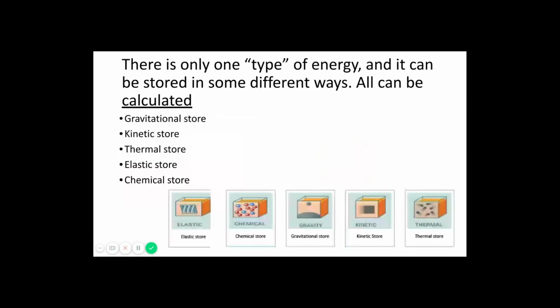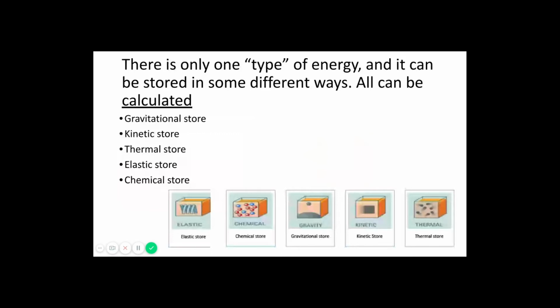The key idea is that there is only one type of energy, and it can be stored in some different ways. All can be calculated with a formula linking physical quantities in a given situation. Listed here are the main stores to think about at Key Stage 3, although there are others that students will encounter in Key Stages 4 and 5.